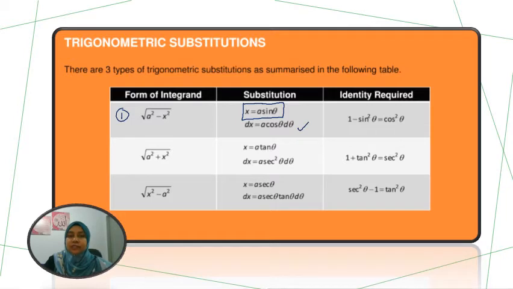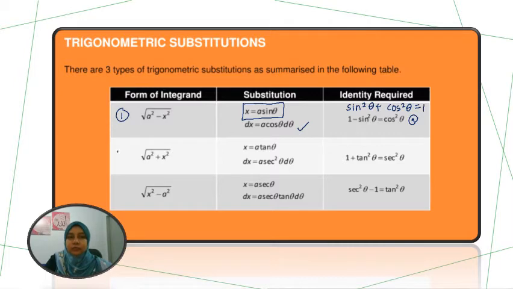We differentiate this function. Then if we use this form of integrand, we can use the trigonometric identity, which is 1 minus sine square theta equal to cos square theta. In general form, sine square theta plus cos square theta equal to 1.